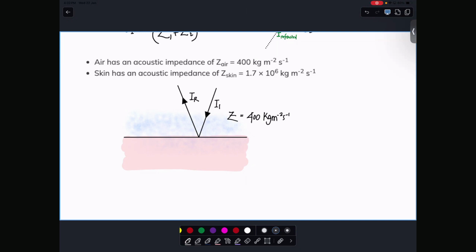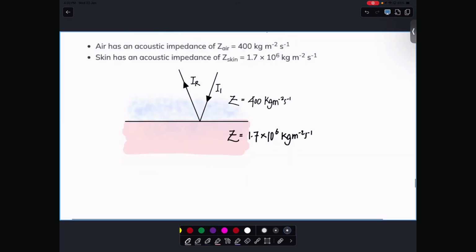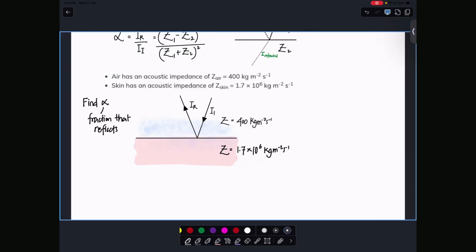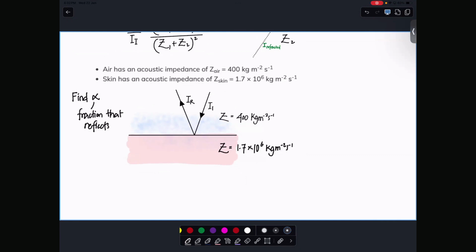and the Z for skin is this. So let's see what the Z is for skin. Z for skin is 1.7 into 10 to the power 6. Obviously, the skin produces more impedance to the sound, right? Find me alpha. So find alpha, which is what? The fraction that reflects. 0.999.